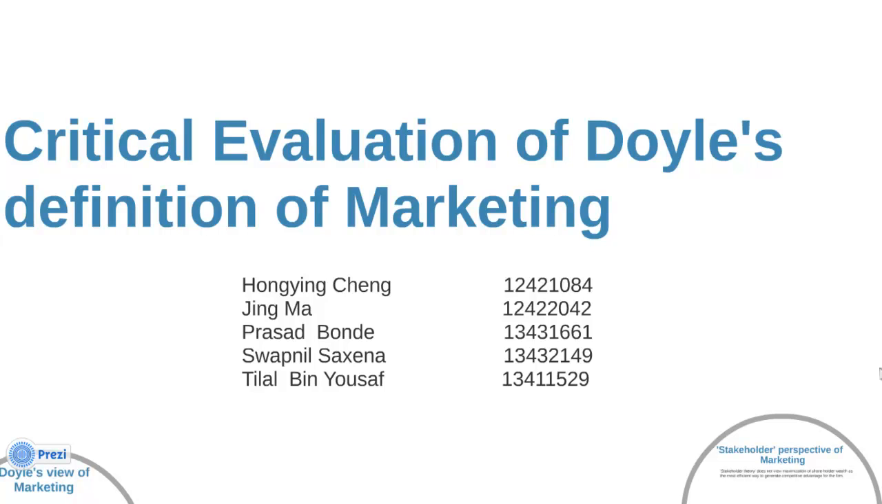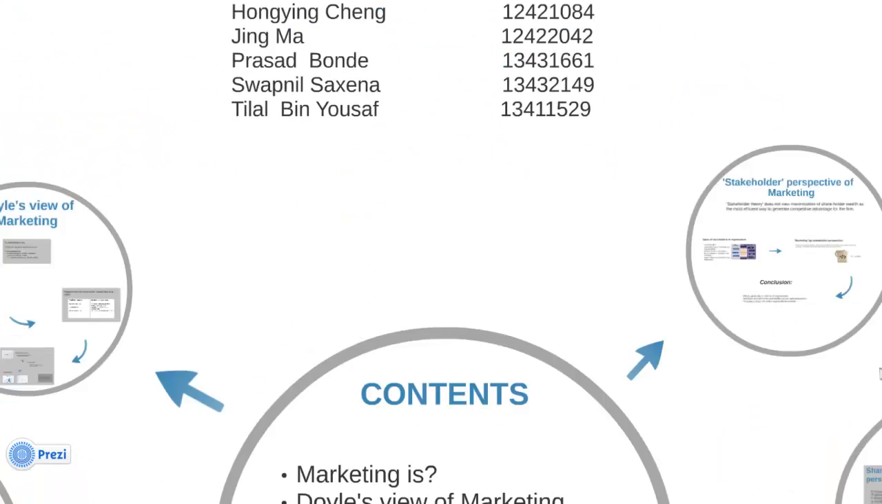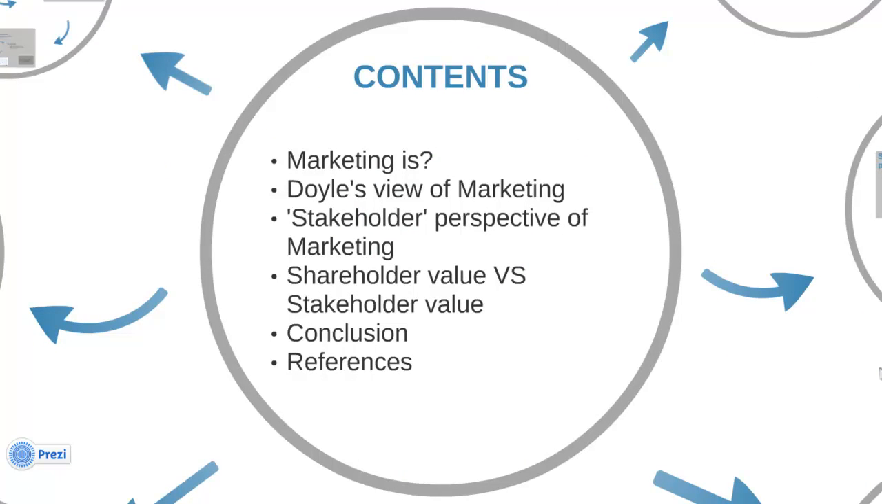I would like to tell you the topic of our group, that is to critically evaluate Doyle's definition of marketing, and following is our group member detail. Now I would like to introduce the contents of our presentation. Firstly, we will define what is marketing in terms of shareholder value and Doyle's point of view on it, followed by the stakeholder perspective of marketing, thereby giving the contrast between these two perspectives. Finally, concluding the presentation with the recommendations based on our evaluation of the definition of marketing.